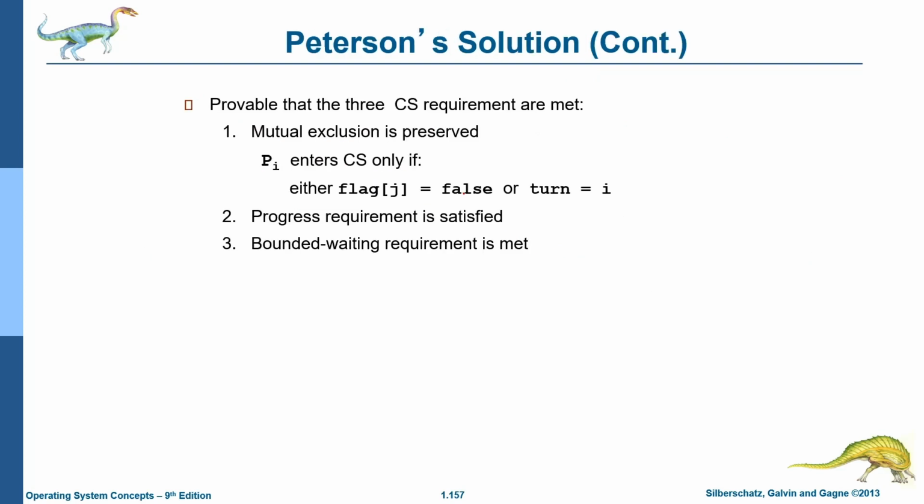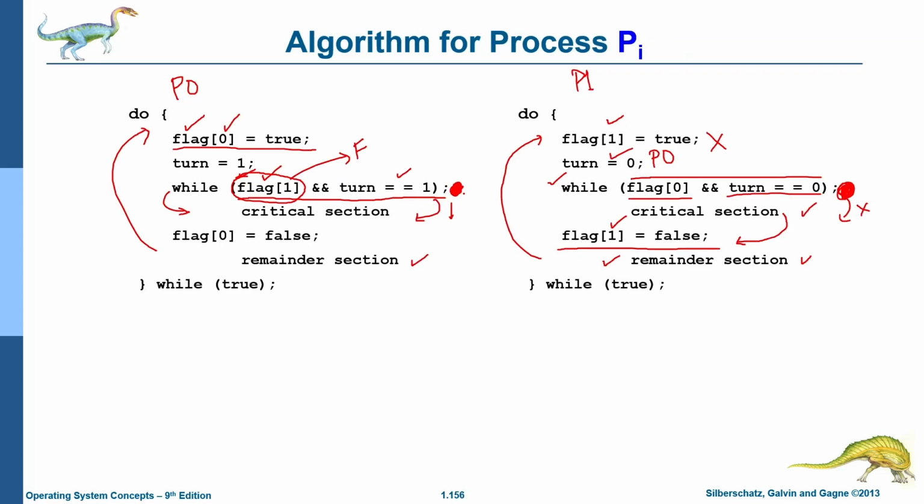So progress is satisfied. Bounded waiting. What is bounded waiting? If you have asked for permission, then you cannot be made to wait at the permission line forever. There should be a limit as to how many processes can come after you but are given permission before you. For example, if P0 is stuck in the while loop, why is it stuck? Because both of these conditions are true. This flag of 1 is true and this turn is also equal to 1. That is why it is not able to go into the critical section.